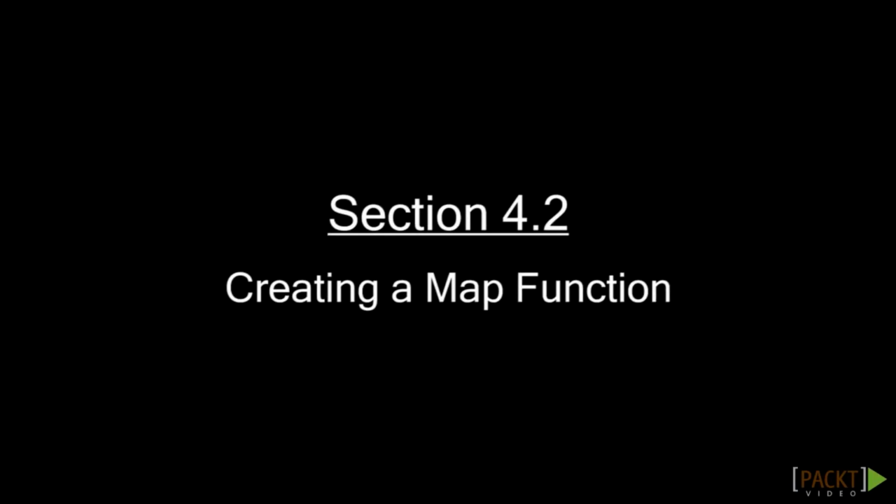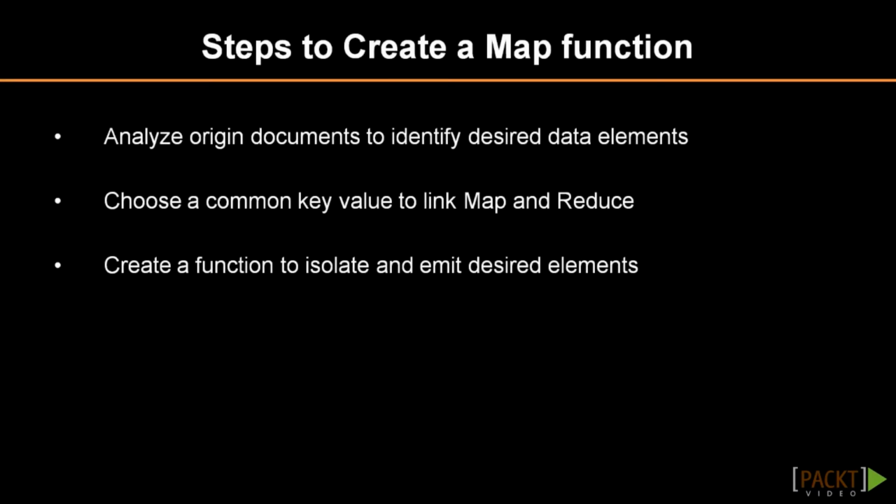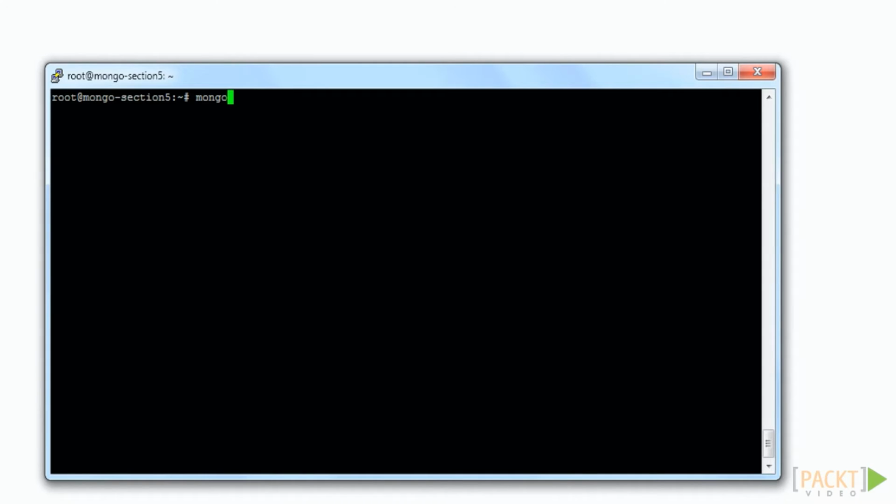In this video we will create a map function. Of particular importance when creating a map function is a clear understanding of the data you want to map and the desired end structure. The glue that holds these together is a common key, which is used to link the map and reduce operations. In this video we'll be working with the same data we imported in video 1 of this section. So we'll use course tracker. If for any reason you have deleted the data, please repeat the import steps from the first video.